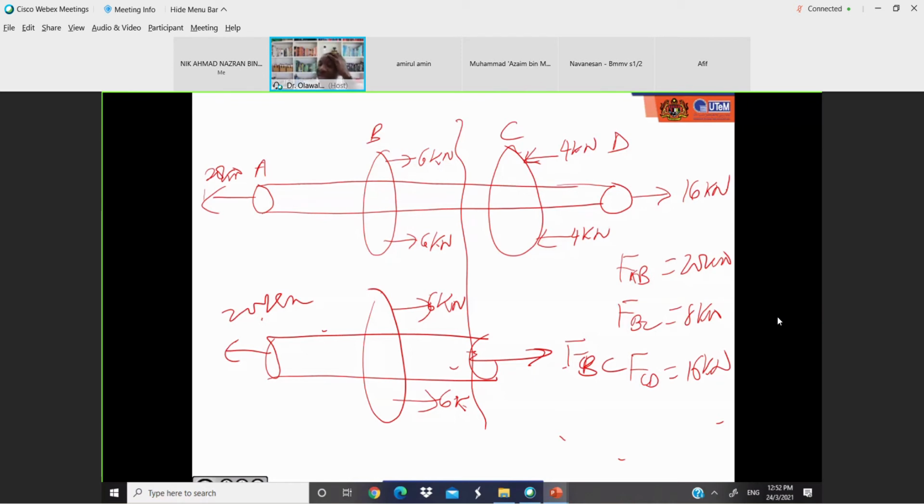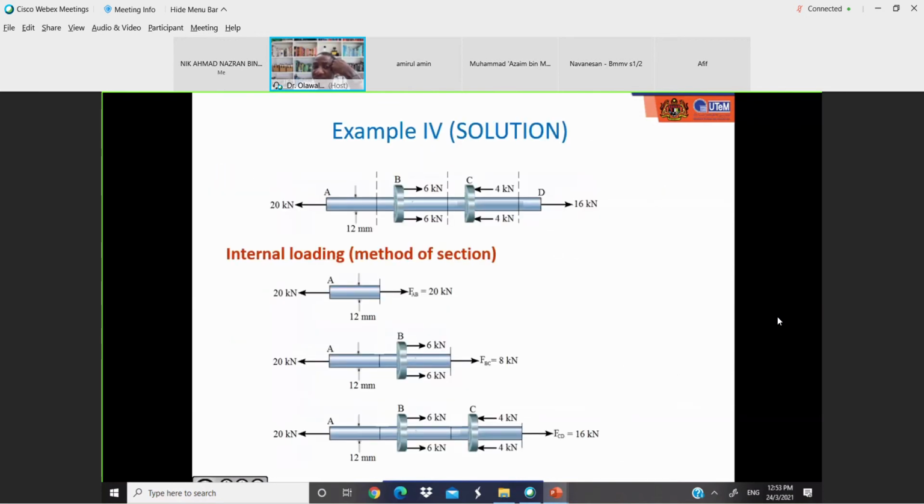But since your diameter is same, then from here you can determine your maximum. So maximum location mana? A, B, B, C, C, D. Maximum AB. AB 20, ni 8, ni 16. So AB is your maximum. So you just calculate your stress at maximum, finish. Faham tak faham?